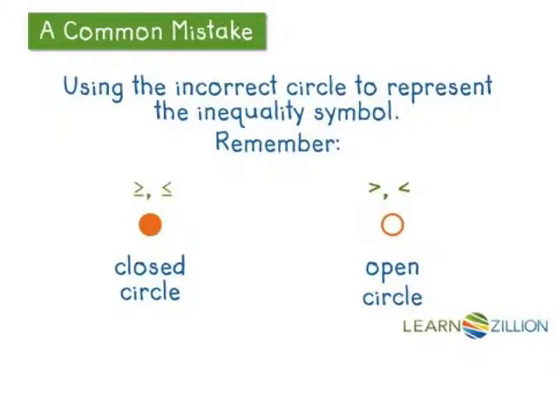A common mistake people make when graphing these inequalities is that they don't remember which kind of circle to use. So I've put this here again for your reference. You might want to put this in your notes just as a reminder. If there is an equal sign, it's a closed circle. No equal sign, it is an open circle.